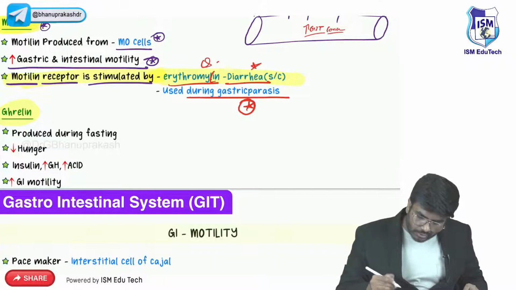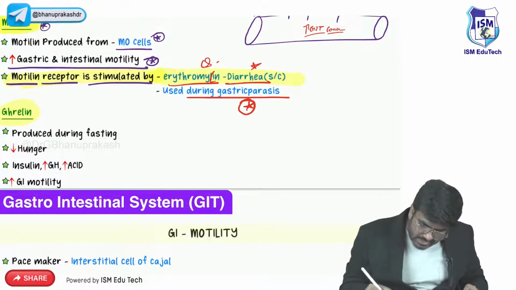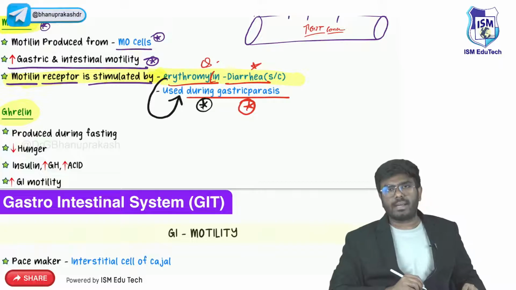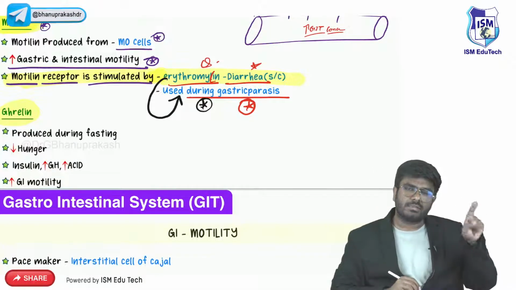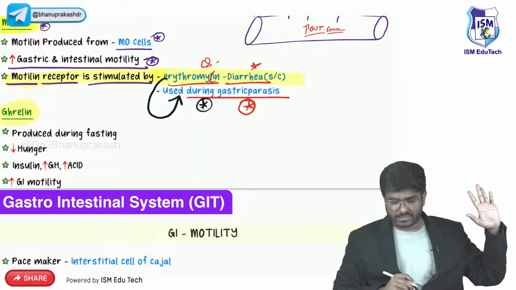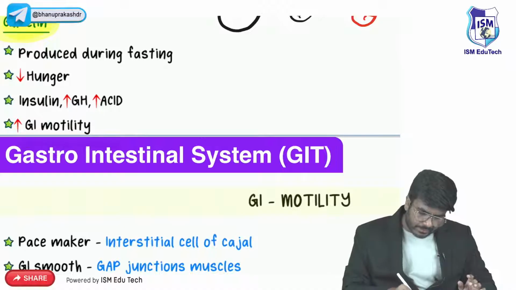So the point I want you to know is, how can you stimulate the motilin receptors? Erythromycin is used in the treatment of gastric paralysis. Erythromycin stimulates the motilin receptors, and GIT motility increases. Simple. Next thing which I want you to know is ghrelin.